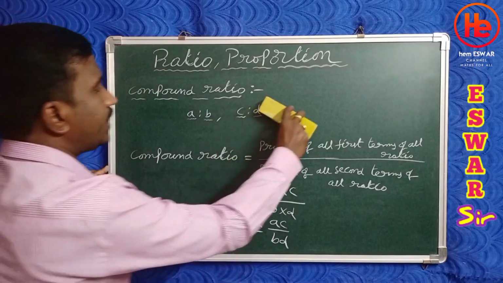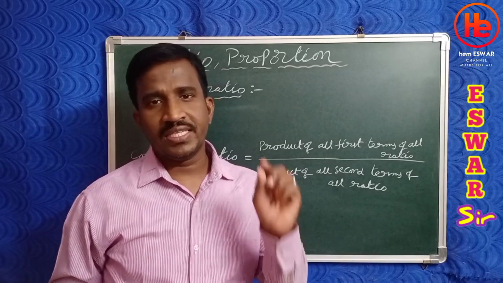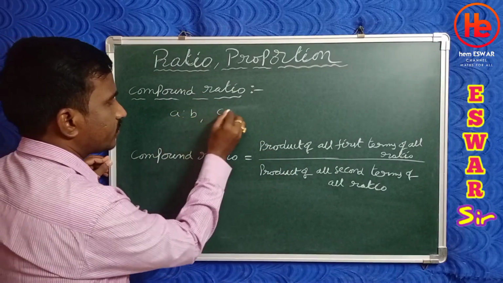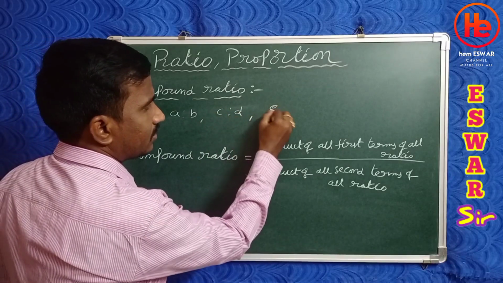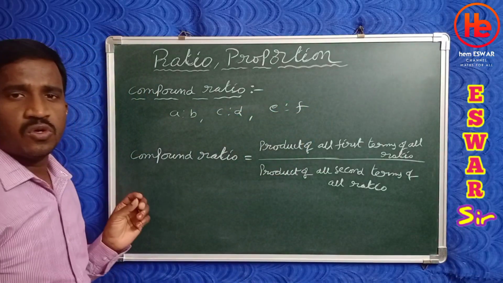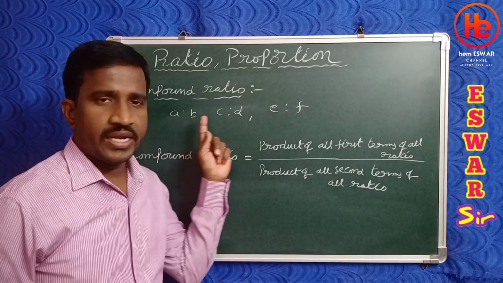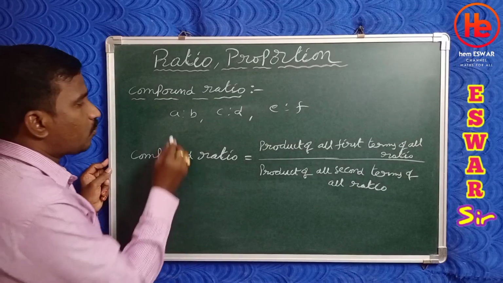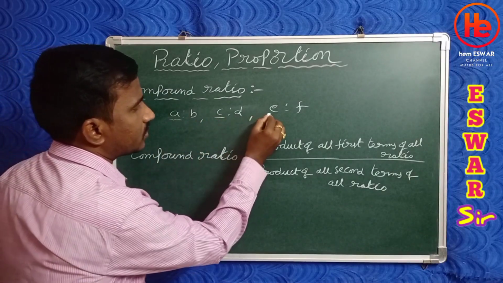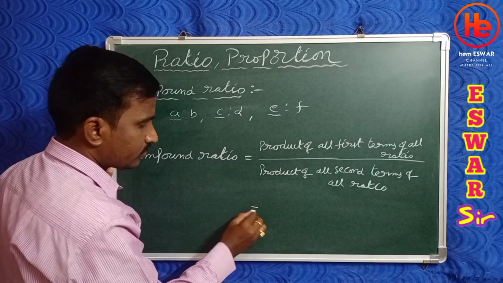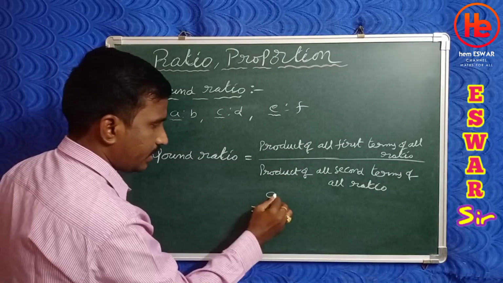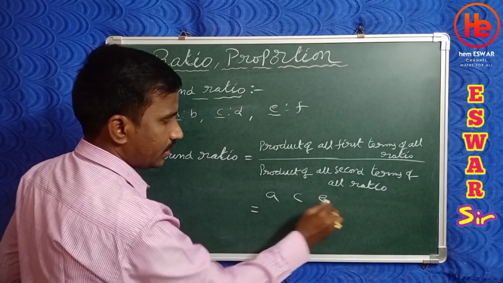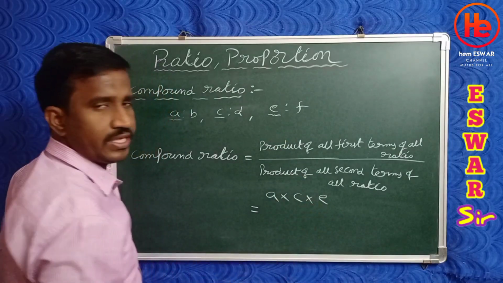Suppose given three ratios at a time. Suppose given A is to B, C is to D and E is to F. So now what is the compound ratio of all these three ratios? Compound ratio means the product of all first terms in the given ratios. Now what is the first term? A, second first term C, here first term E. That's why A into C into E.